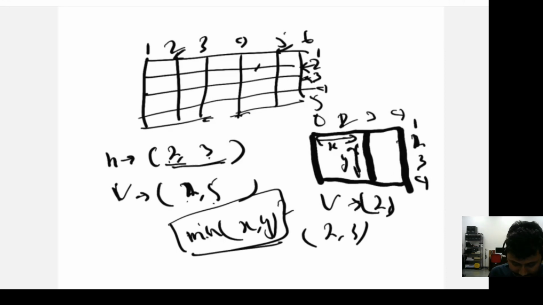So the thing is, you have to find what is the maximum horizontal length you are getting by removing these lines, by removing these points, and what is the maximum vertical length that you will get by removing these vertical lines. So let's go to the question once.